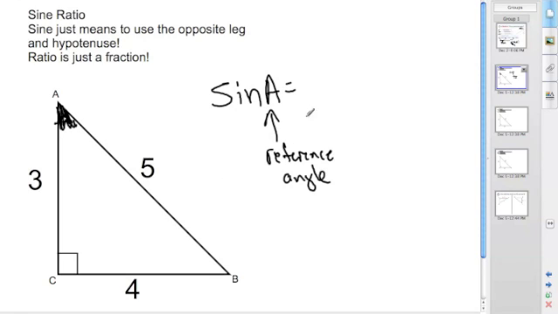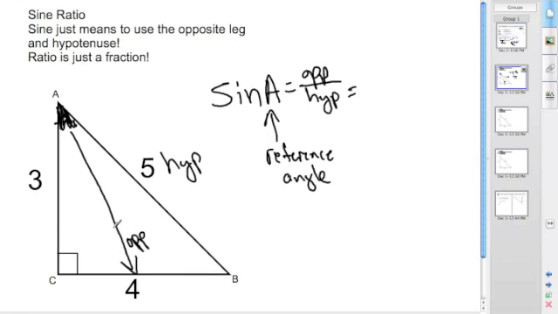And you have to remember that sine is opposite over the hypotenuse. So what side is opposite of A? Opposite of A is 4. Where's your hypotenuse? Your hypotenuse is always across from 90 and also your longest side. So the sine of A is equal to 4 divided by 5.